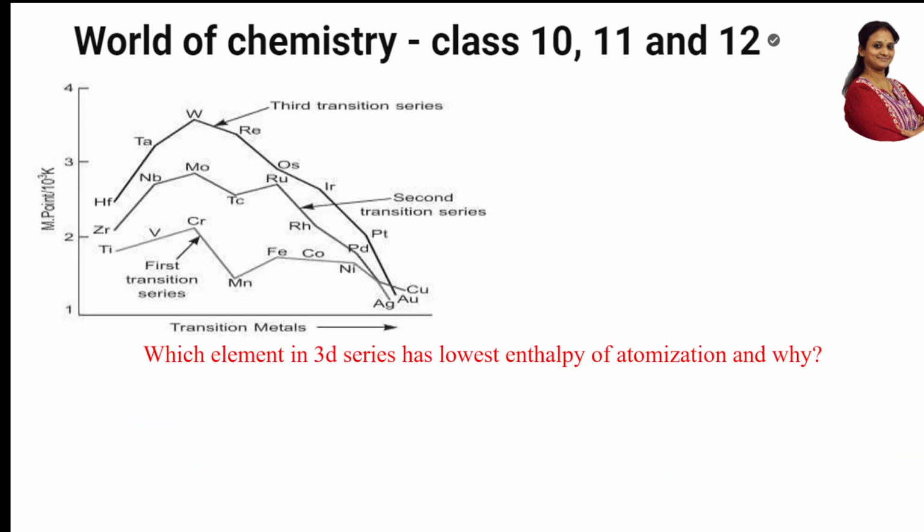Next question. Which element in the 3d series has the lowest enthalpy of atomization? Again, talk in terms of metal bond. Which element has the lowest enthalpy of atomization? Just see, silver is there, Au is there, copper is there. Lowest enthalpy of atomization, manganese? Can I see from this graph? Can't see. So remember, among all the series, in that particular 3d series, zinc has the lowest enthalpy of atomization.